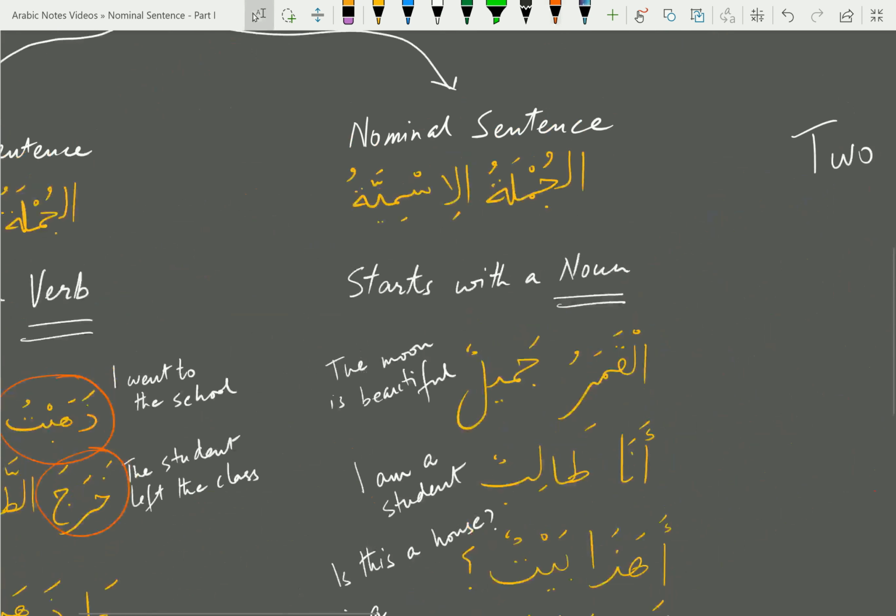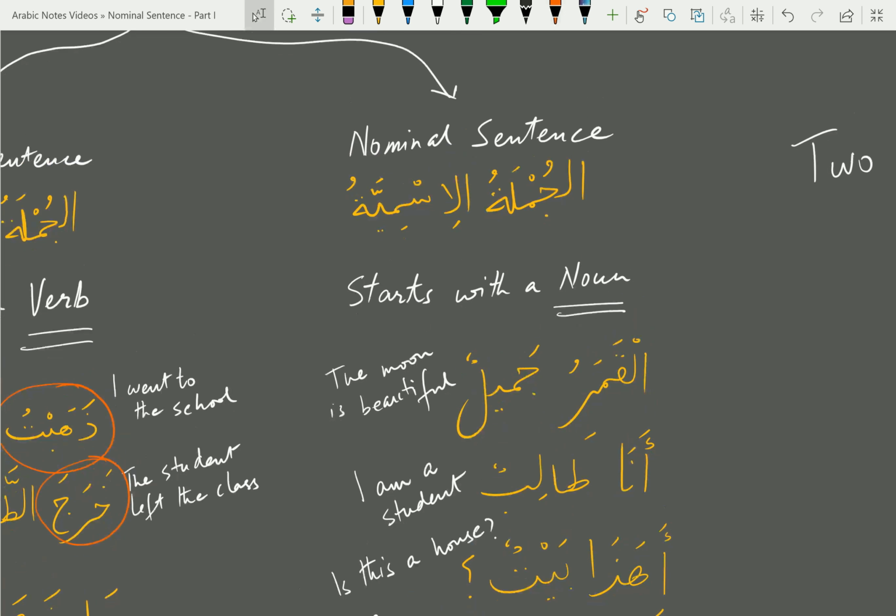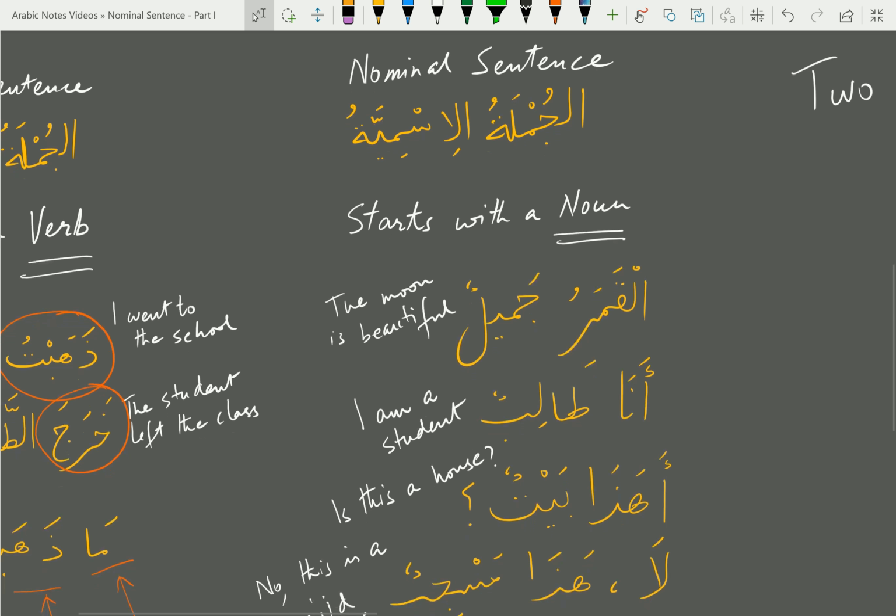Switching over to the nominal sentence, al-jumlatul ismiya, this is a type of sentence that starts with a noun, or an ism. Al-qamaru jamilun, the moon is beautiful. Al-qamaru here is a noun, so this would be a nominal sentence. Ana talibun, I am a student. Ana here is actually a pronoun, which from an Arabic point of view is a subtype of noun. Hence, this is a nominal sentence.